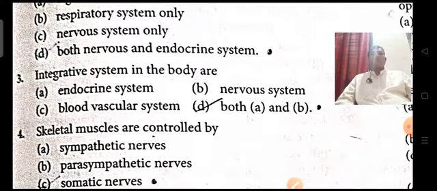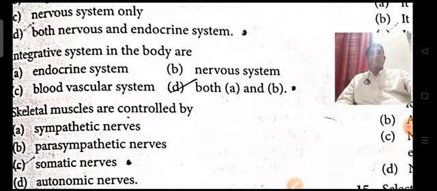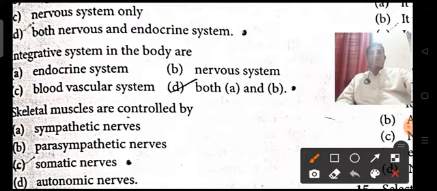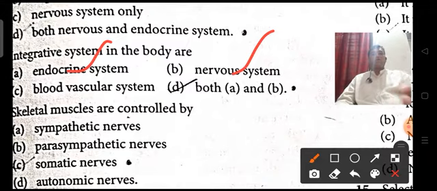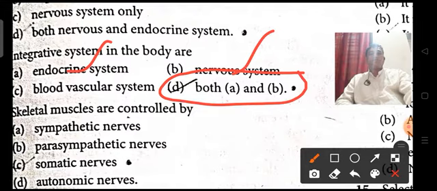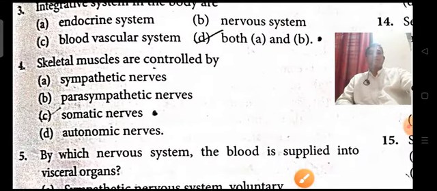Integrative systems in the body: as we have discussed earlier, the endocrine system and nervous system are collectively called the integrative system, to maintain normal body functionality. So the integrative system in the body is both A and B, that is option D.